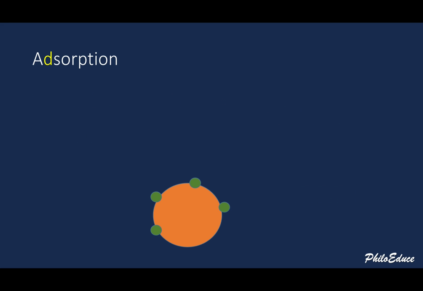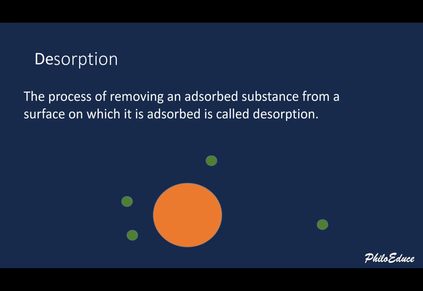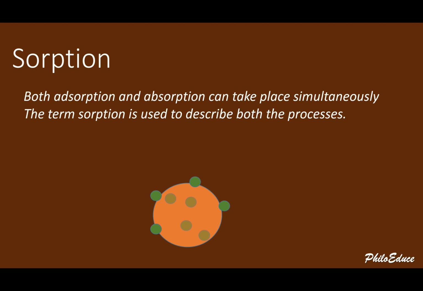We'll see that later with examples. We'll get more clarity in the examples. The reverse of the adsorption process can also take place like this. Such a process can be termed desorption. That is, the process of removing an adsorbed substance from the surface on which it is adsorbed is called desorption.